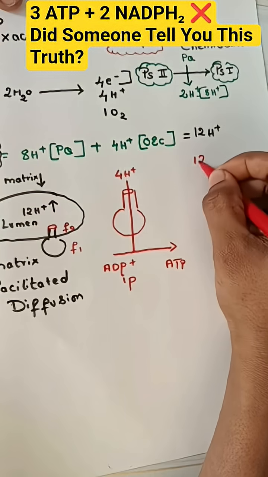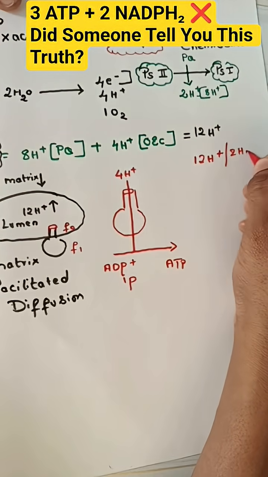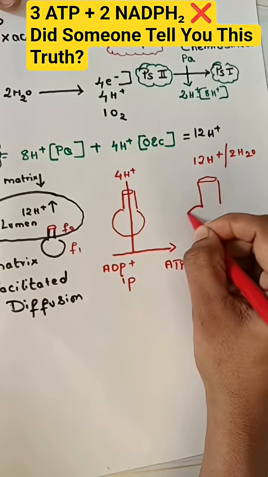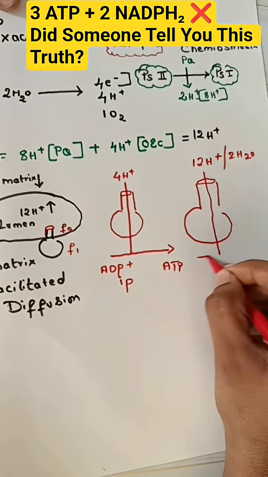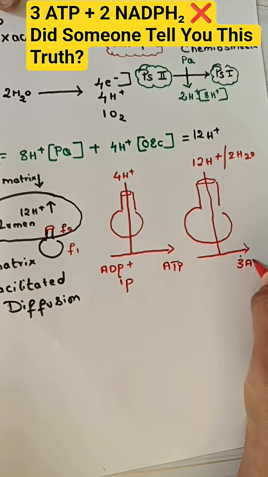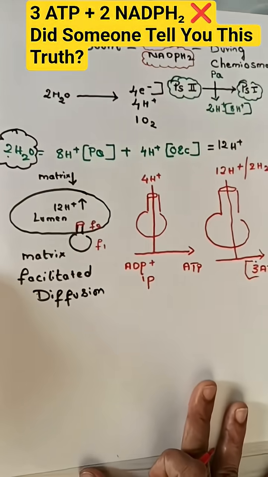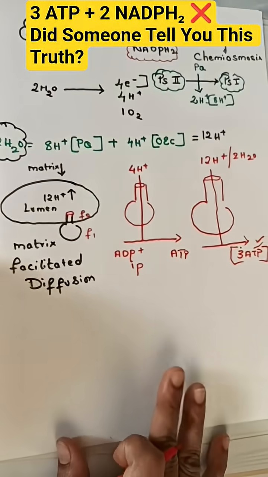So in total, how many protons are there in the lumen per 2 water molecules? Every 4 protons give you a single ATP, and so all 12 protons finally give you 3 molecules of ATP. This is the ATP count; here you can write 3 molecules of ATP. I hope you are understanding this concept. Is this clear what I'm trying to say?